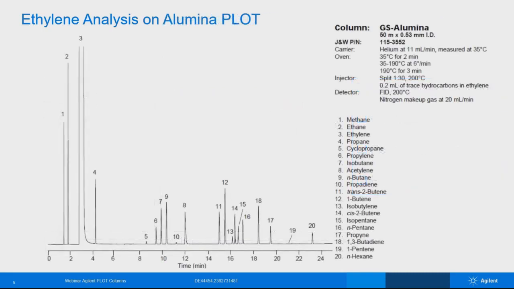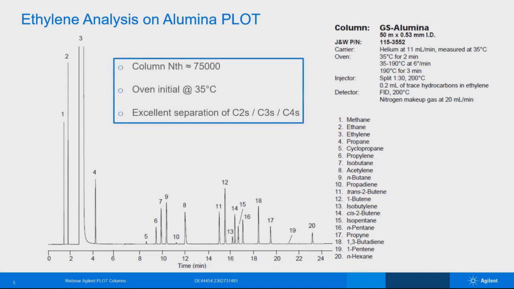That's where PLOT columns come in. The same analysis now, but on an alumina-based PLOT column. We've got an excellent separation of the C2s, of the C3s, and also of the C4 impurities in the ethylene. The column is just 50 meters long, and it's a megabore of 0.53 millimeters ID. We don't need to use cryogenic cooling, as the initial temperature starts at 35 degrees Celsius, and the program runs up to 190.